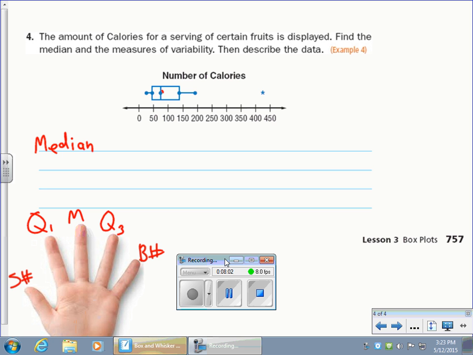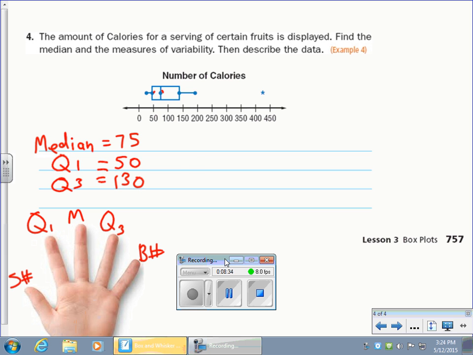is the middle of the box, right? So that's in between 50 and 100, 75, or close to it, right? It's hard to be exact, but it looks like it's in the middle. Quartile 1 is the first dot, so that's 50. Quartile 3 is the third dot, the right side of the box, in between 100 and 150, but a little bit closer to 150. So instead of 125, I'm going to say 130 about.